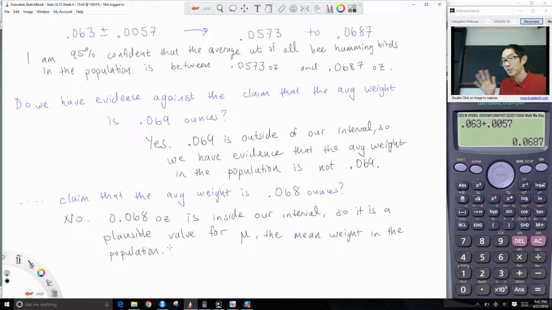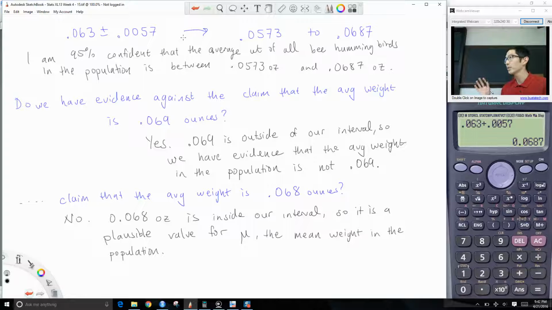So I don't know how comfortable this sits with you. Basically, we just say if the value is inside our confidence interval, it's a plausible value for the population mean mu. And if it's outside our confidence interval, technically it is possible, but our evidence points against it, and we'd say we have evidence against that claim, okay?